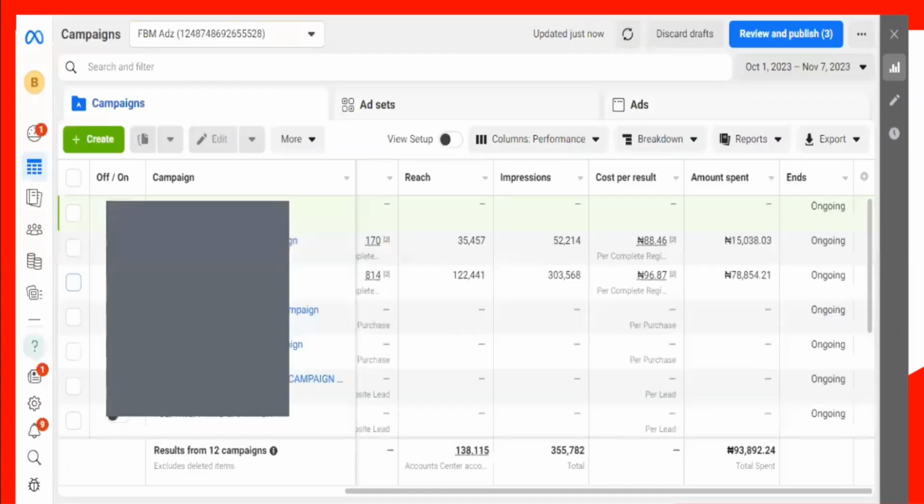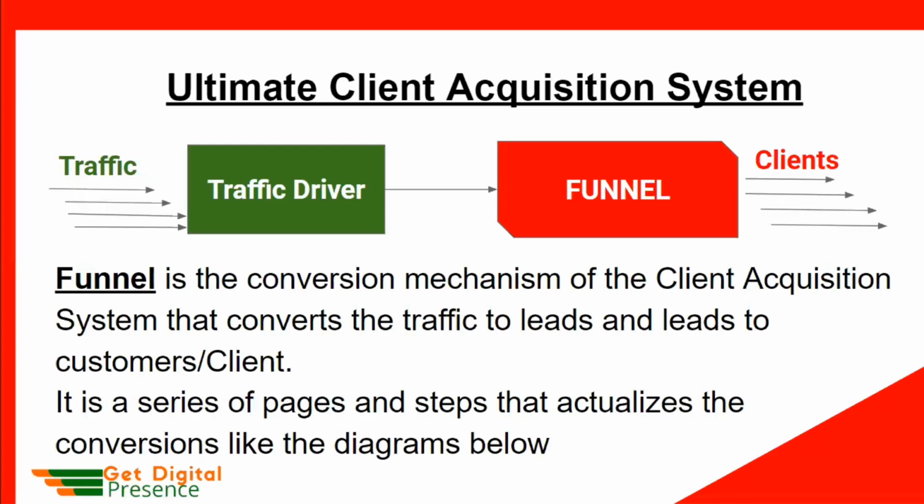And of course, just to show you some of the campaigns that I have run, as you can see, this is a lead generation campaign, and we ran it for some days. And here you see 170 leads, here you see 814 leads, and the cost per result here is 88 naira per lead, and here is 96 naira per lead. All right, so it depends. So you can buy your traffic. You can tell Facebook, I want this traffic, give it to me, I want to pay money. And Facebook will send you this traffic to your funnel. So that is that about the traffic driver.